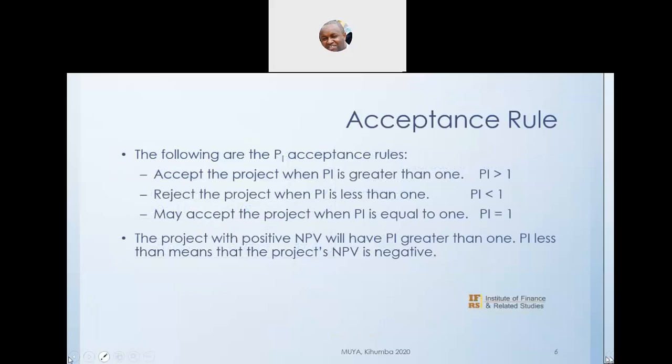Now, how do you make a decision on whether to accept a project or not? Projects whose PI is greater than 1 are accepted. Those projects with PI less than 1 are rejected, while you may or may not accept if PI is equal to 1. Projects that have positive NPV will always have PI greater than 1. And a PI of less than 1 will mean that the project NPV is negative.